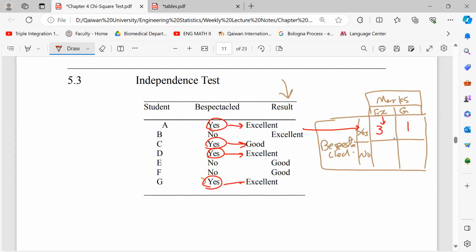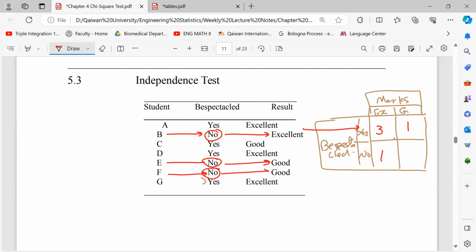This one. Then for those who don't wear glasses, we have 1, 2, 3. We have these 3 students who don't wear glasses. How many of them got excellent? Only 1 of them. Okay, 1 of them got excellent. How many of them got good? 1, 2.